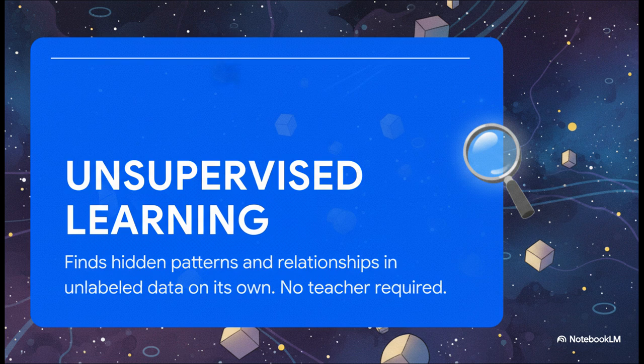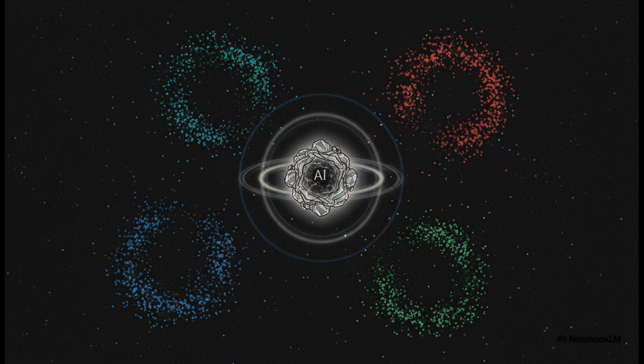So the AI's job totally changes. It's not about predicting a specific thing anymore. Instead, its job is to just explore, to sift through all that messy, unlabeled data and see if it can find any hidden patterns or interesting groups all by itself. The main way it does this is through something called clustering. Just think of it like sorting.